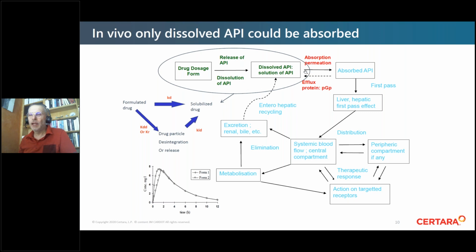What is going to limit the blood concentration is going to be either the release of the drug from the drug dosage form, or the dissolution of the API, or the permeation or absorption. When you have a slow release formulation, you make this formulation in such a way that the release and dissolution of the API are going to be the limiting factor. If that is the case, that means you can study it in vitro. But also you can use the same in vitro tool to modelize, in this case, the absorption.